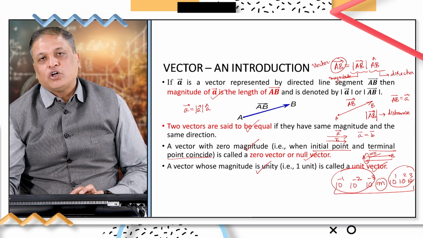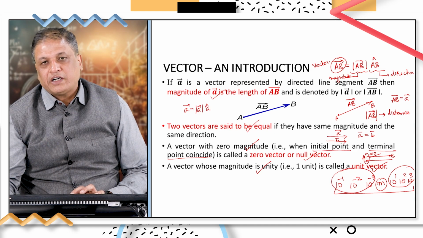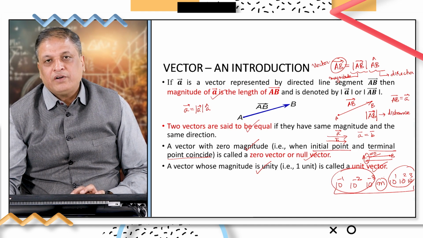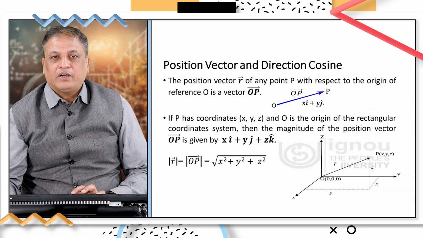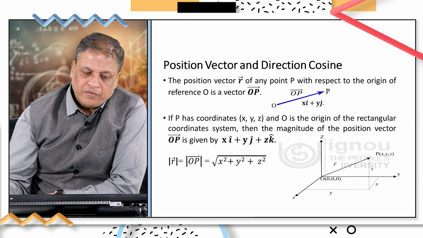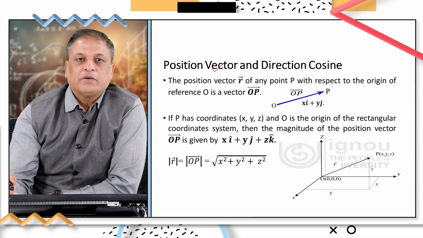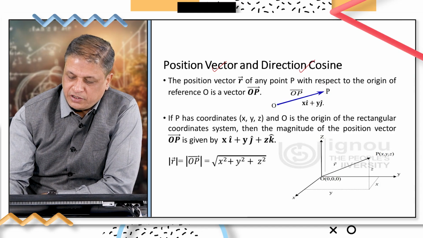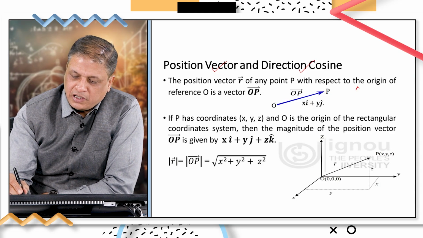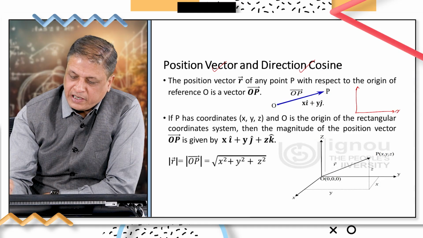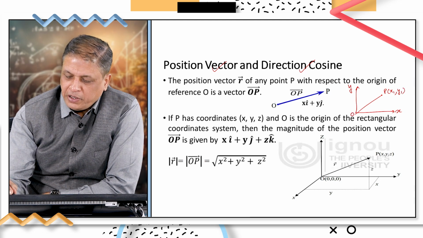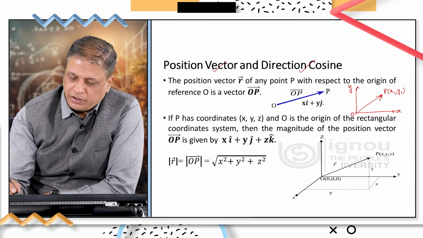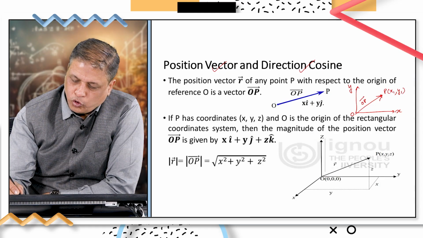So, I hope you understand what we mean by magnitude of a vector, what is direction of a vector, how to represent a vector, when two vectors are said to be equal, and what we mean by a zero vector and a unit vector. Now, let us understand the concept of position vectors and direction cosines. As we had already discussed, say we are in a coordinate axis, x, y, and we have a point P, with coordinates x1, y1. So, the vector for this point P is given by OP vector.